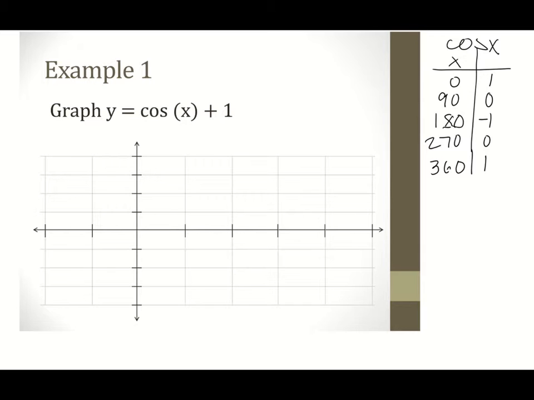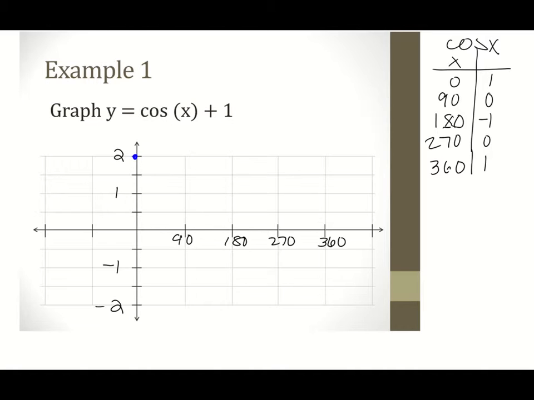So if we have 1, let's label our graph first. So say we have 1 here, 2 here, -1 here, -2 here. Then we've got 90, 180, 270, and 360. I just like to spread my y-axis out because I find it easier to sketch through. As long as we have it labeled accurately, we're good to go. So cosine usually starts at 1. However, now I'm adding 1. So 1 plus 1 is 2.